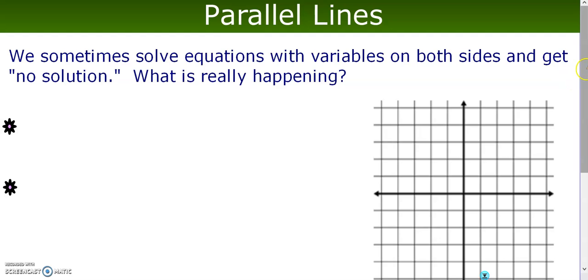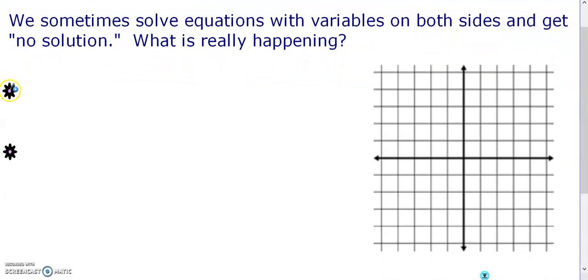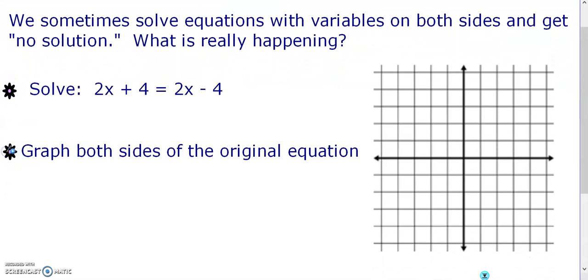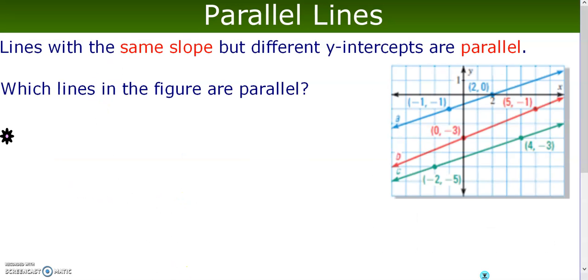The last thing we'll take a look at is proving if lines are parallel. Lines are parallel when we have the same slope. I'm going to go ahead and jump right over here. It says lines with the same slope are parallel. That means they never cross or intersect. Which lines from our picture are parallel? Well, we don't know until we identify the slope.